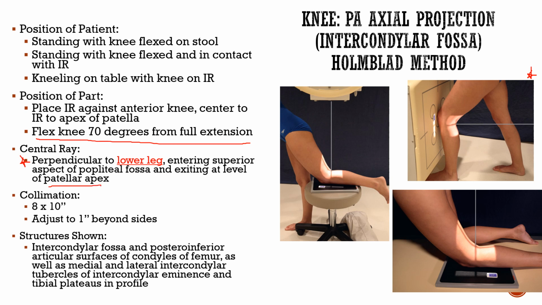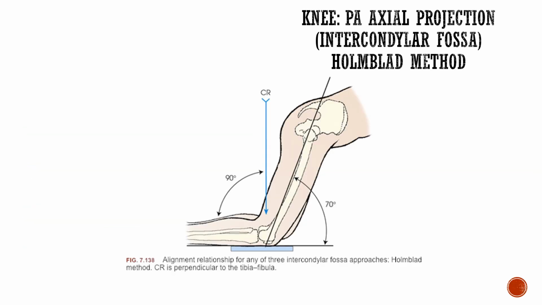We're going to collimate to an 8 by 10, and we want to adjust down to 1 inch beyond the sides. We're looking at the intercondylar fossa and the posterior inferior articular surfaces of the condyles of the femur, as well as the medial and lateral intercondylar tubercles of the intercondylar eminence and the tibial plateaus in profile. The big thing is the intercondyloid fossa.